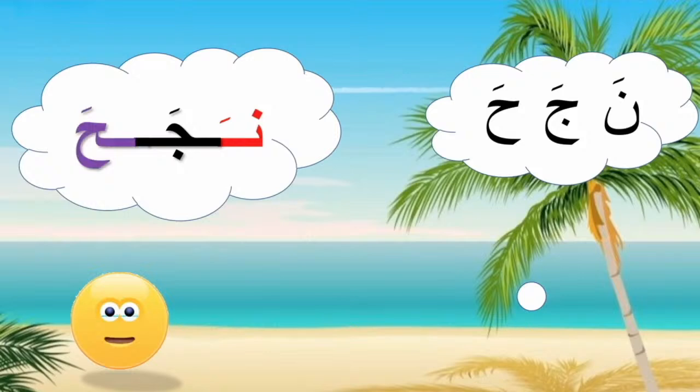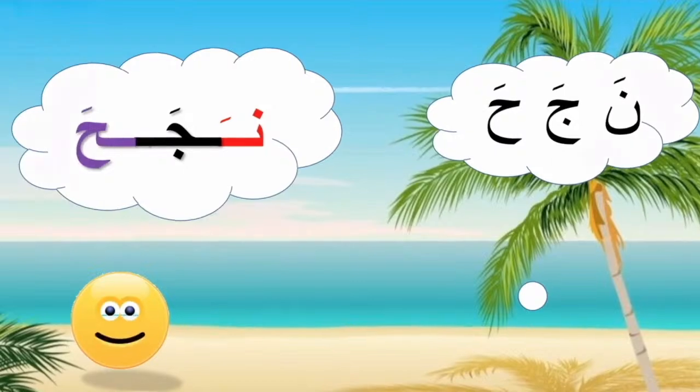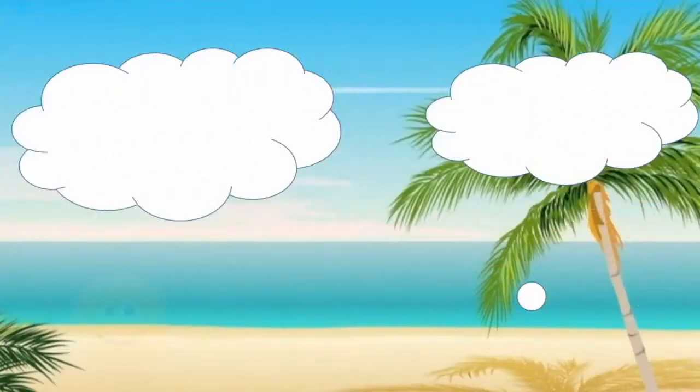So now to read this word, we have na, ja, and ha. We put them together. Najaha, najaha. Okay, excellent. Let's see another example.